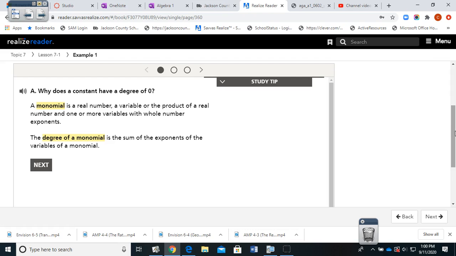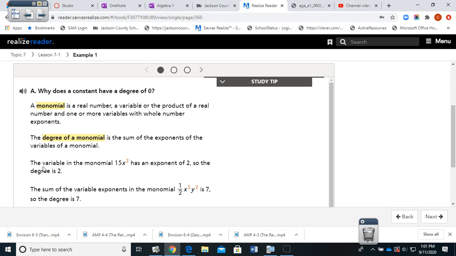So product means you what? Multiply. You can be multiplying. Okay? So it's either a number, a letter, or the product of a number and a letter. That is a monomial. Okay? The degree is the sum of the exponents of the monomial.